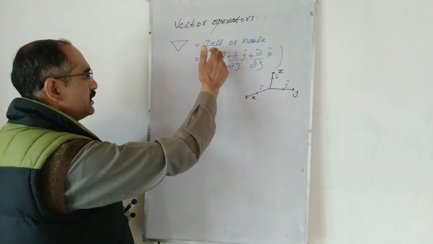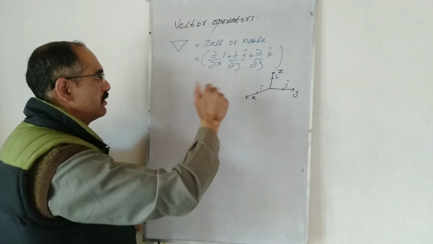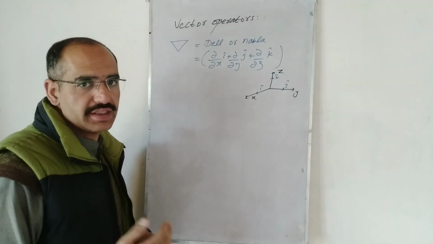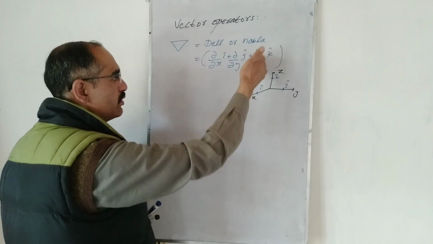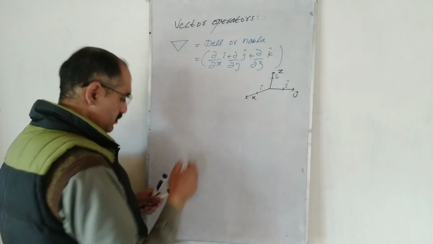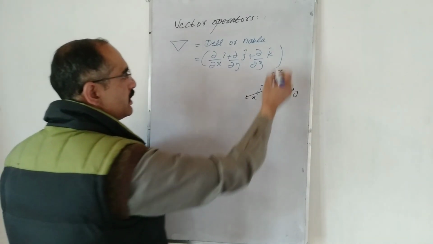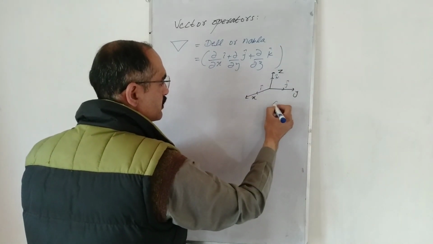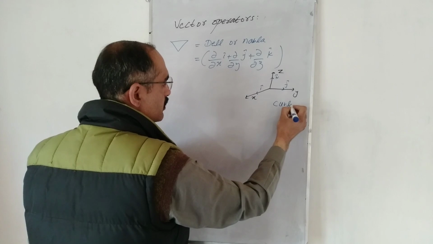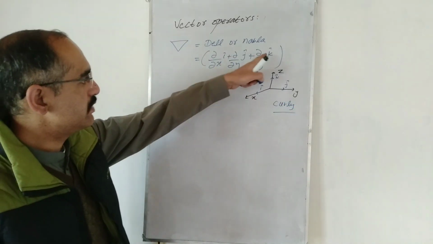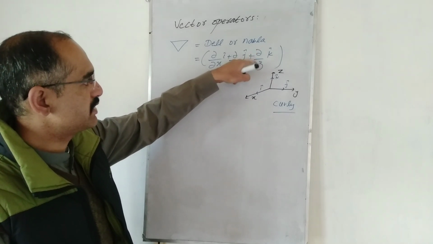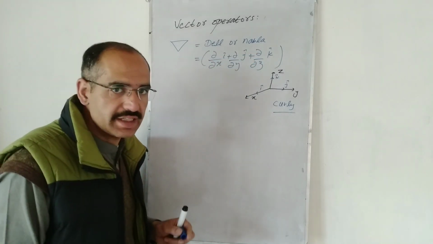And this curly symbol shows the partial derivative with respect to x, partial derivative with respect to y, ∂ over ∂z, that is the partial derivative with respect to z.